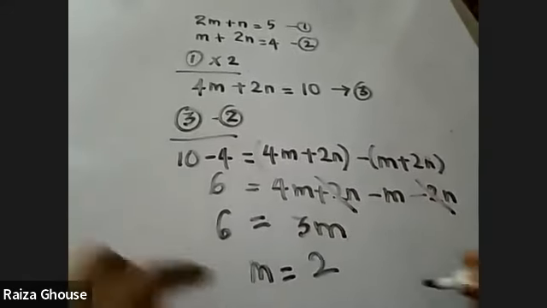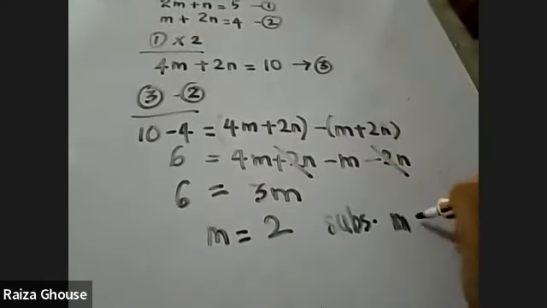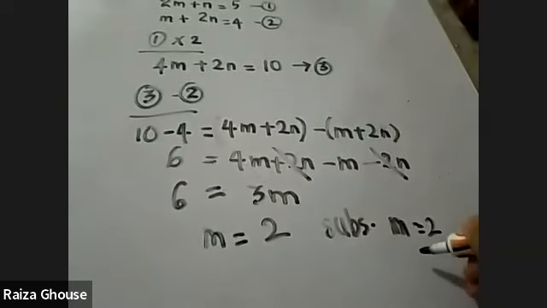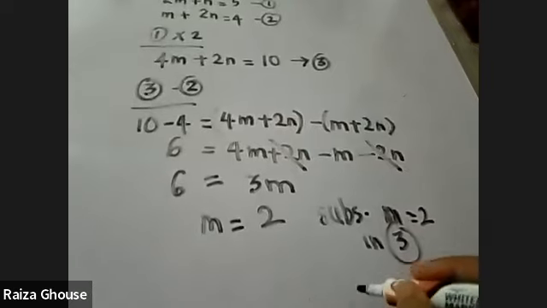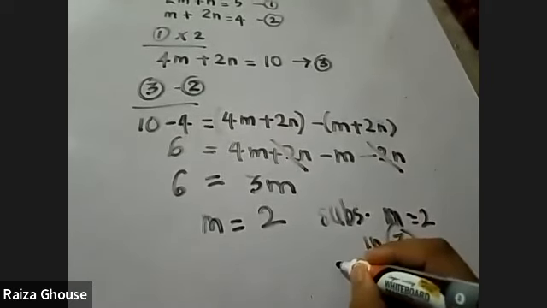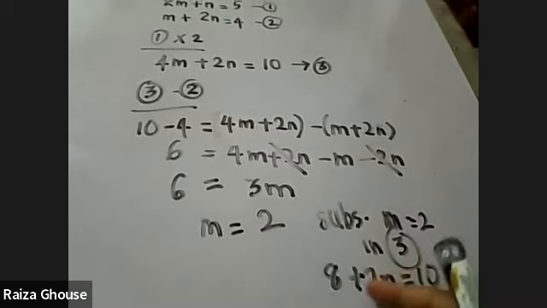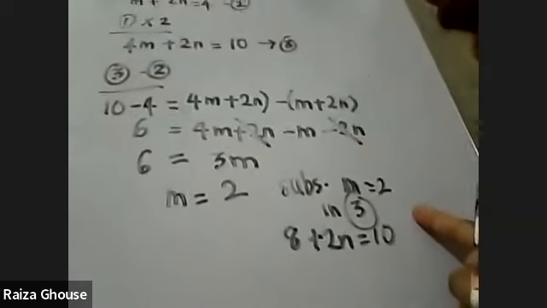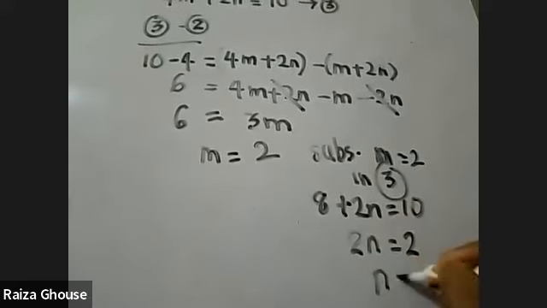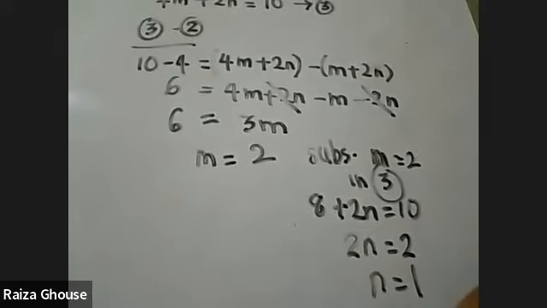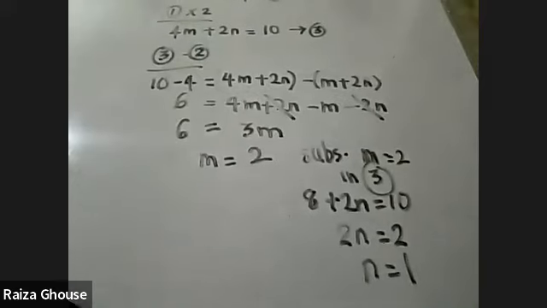Now you have to substitute m equal to 2 in any equation. So I'll be taking my third equation. m is 2. 4 times 2 is 8 plus 2n equals 10. 8 I am carrying to that side. 10 minus 8 is 2. So n is equal to 1. n is equal to 1, m is equal to 2. Who got this answer? Raise your hand.